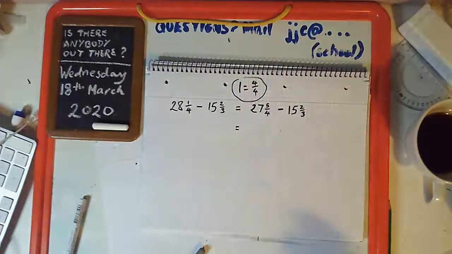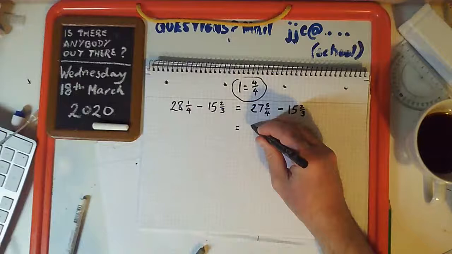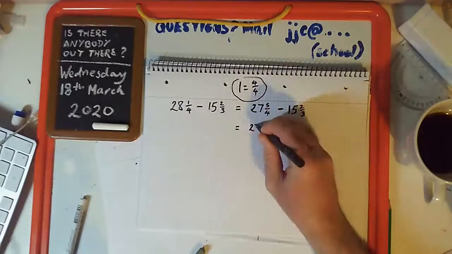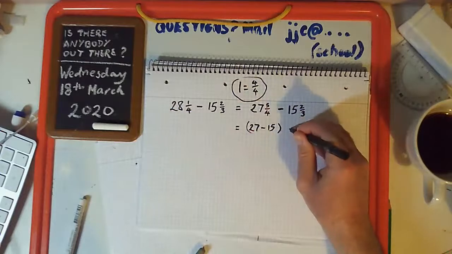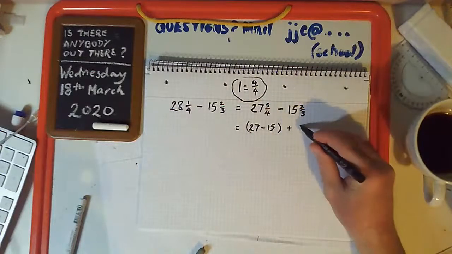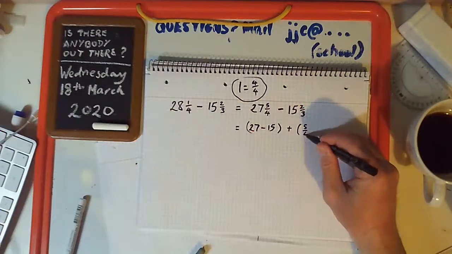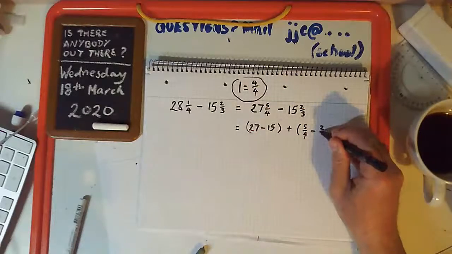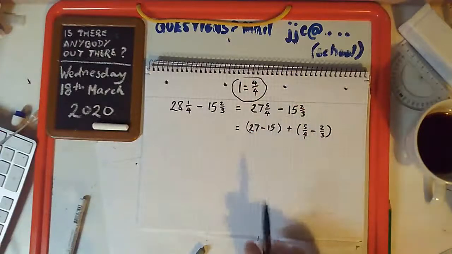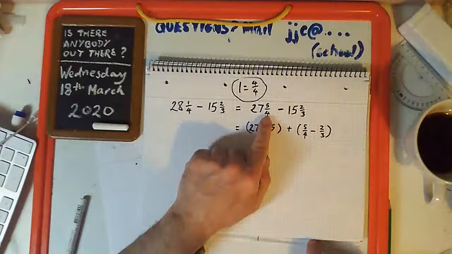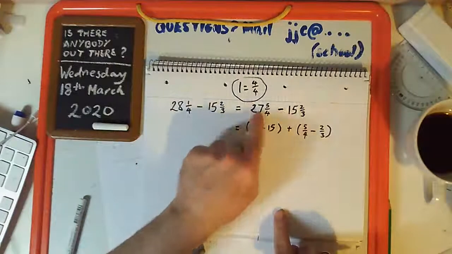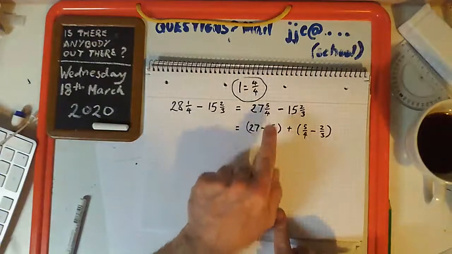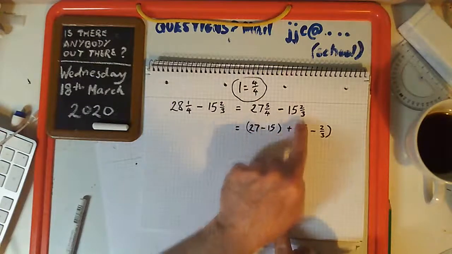Okay, now that I've fixed that, it's going to be like any question that I had before. So I'm going to split it up into the 27 minus 15, and then add the 5 over 4 minus the 2 over 3. So 27 and 5 quarters minus 15 and 2/3. I've split up into 27 minus 15 and 5 quarters minus 2/3 over there.